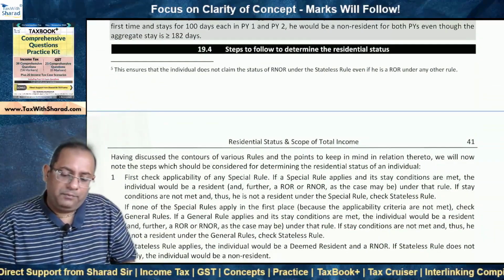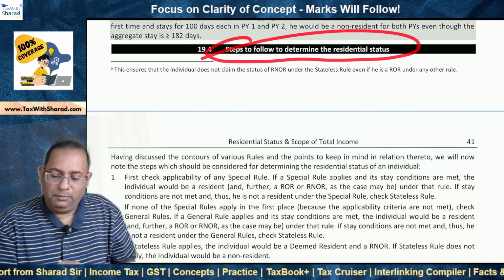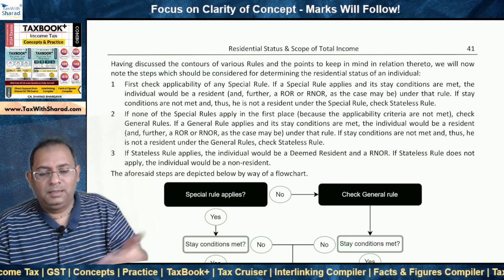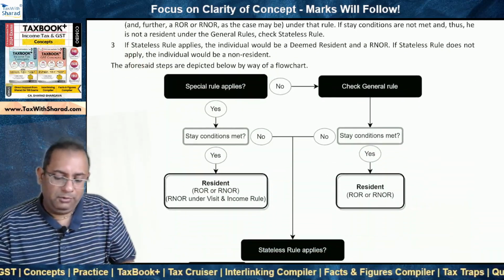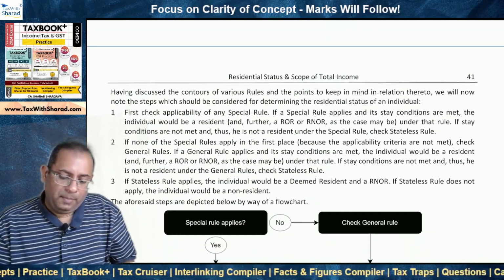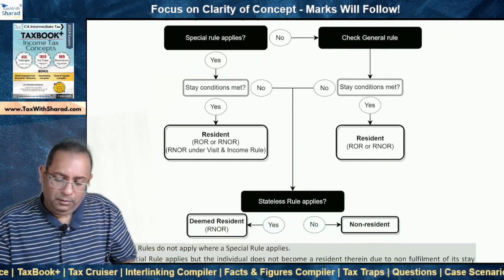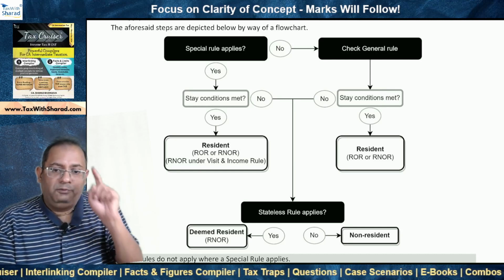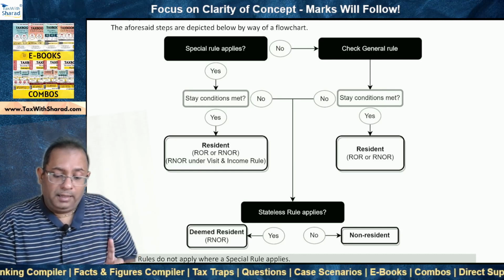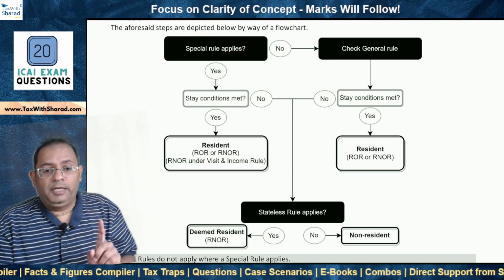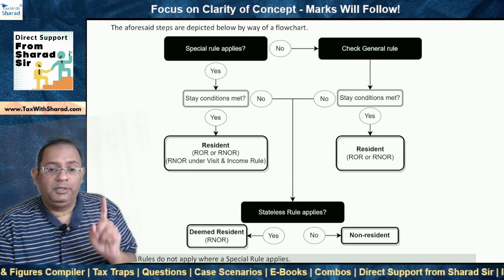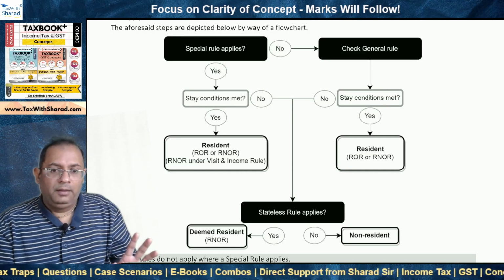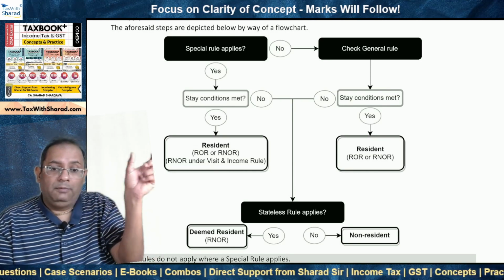Now finally, we will summarize the steps to follow to determine the residential status. We will recapitulate. We have already discussed the steps well, but it is time to summarize. And here is a flow chart which will summarize the various steps. So step 1, first of all, you need to check the special rules. You need to check whether any of the special rules applies or not. For that, you will need to check the applicability conditions.